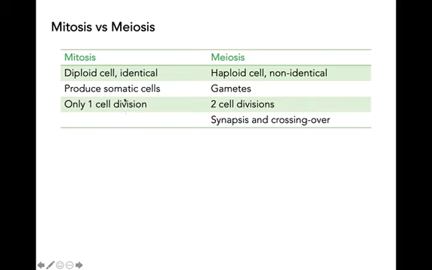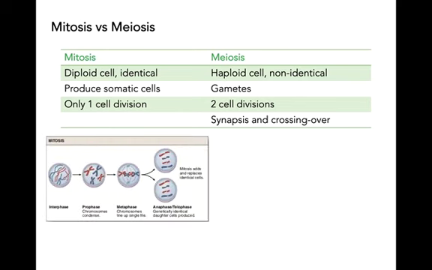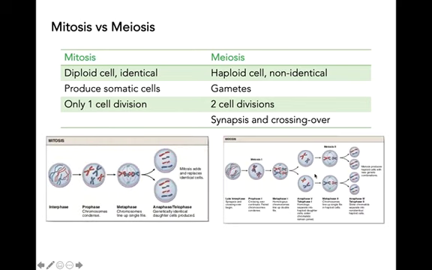This is in contrast with your meiosis, which will produce half of the chromosomes, haploid cell, and non-identical because there is synapses and crossing over that occurs at the interphase before the meiosis, and 2 cell divisions producing gametes, egg cell, and sperm cell. So remember this, produce only 1 cell division, mitosis. Okay? So this is your picture again.